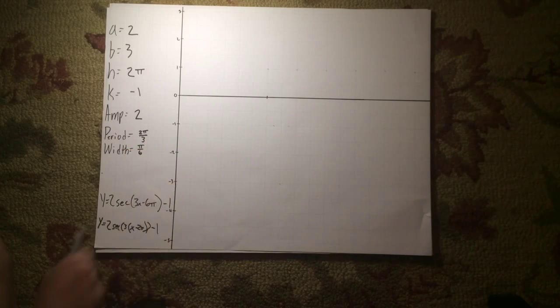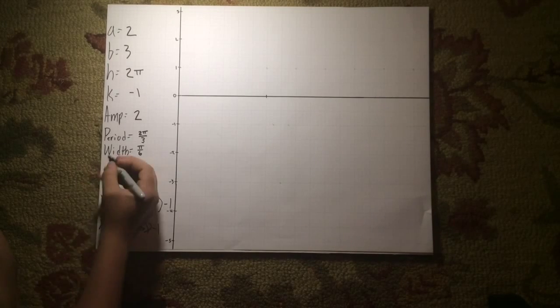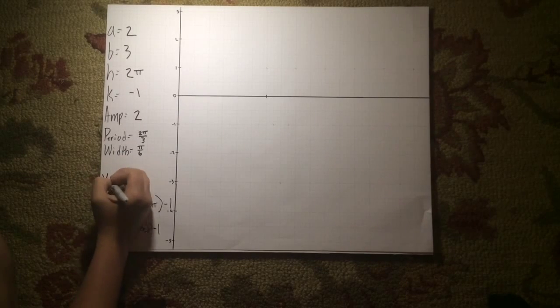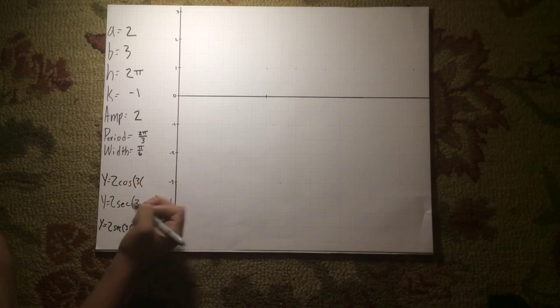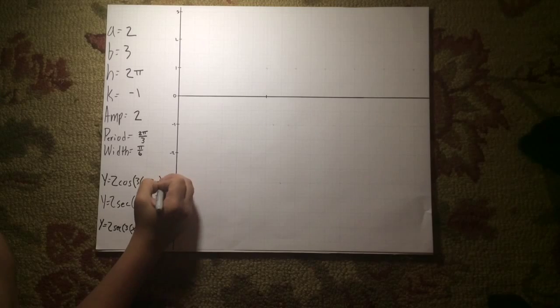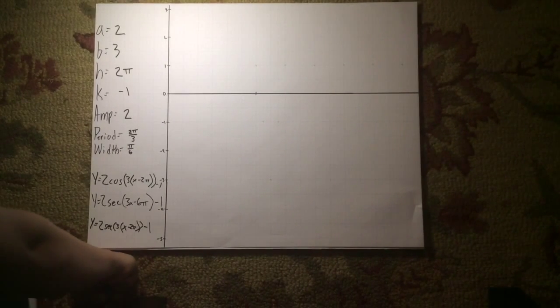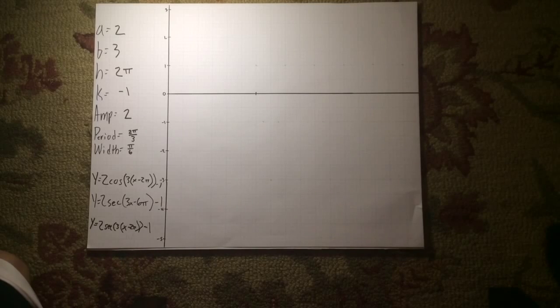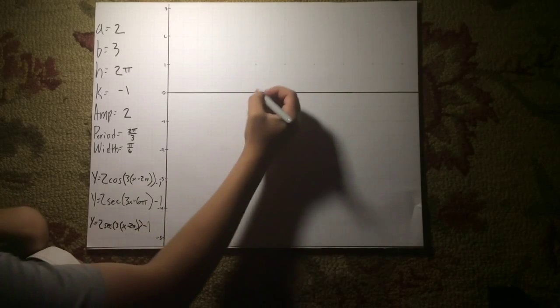To start drawing the secant graph, you have to draw the points of the cosine graph, because the cosine and secant graphs, they're reciprocals of each other. So first, you'd start out with marking the width for each of the tick marks.